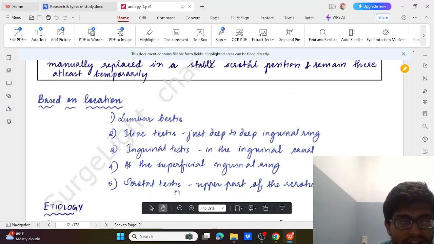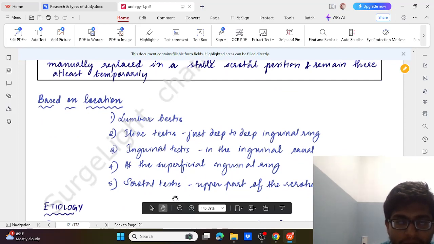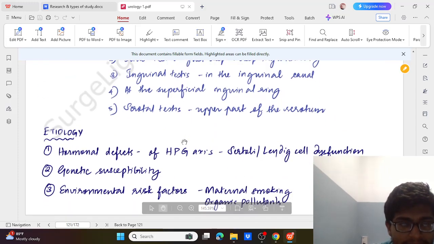Based on the location, the testis can be in the lumbar region, iliac region, inguinal region, in the superficial inguinal ring, or the scrotum, that is the upper part of the scrotum. So it can be in any of these places.